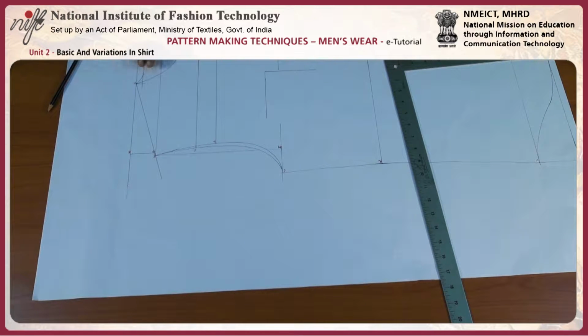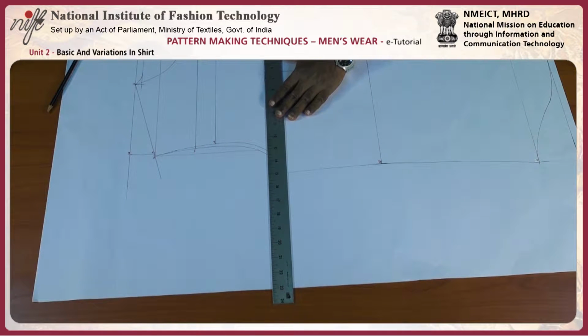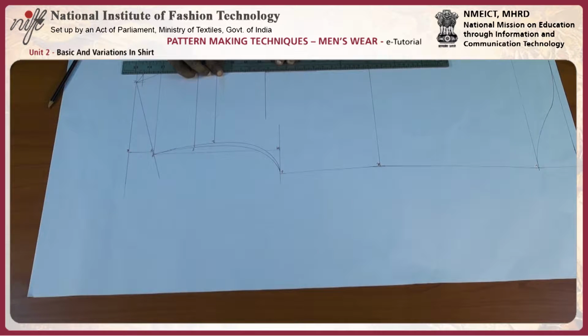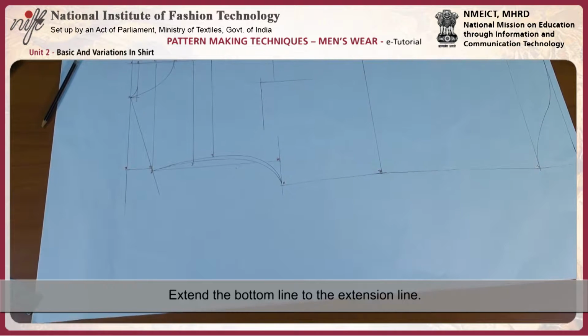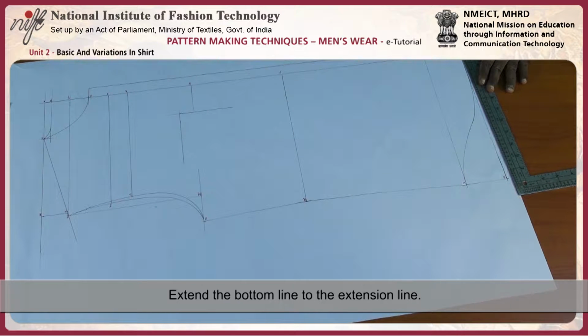This shows the pocket placement of the shirt should be placed at this point. The bottom line can be extended up to the extension line to show the front.